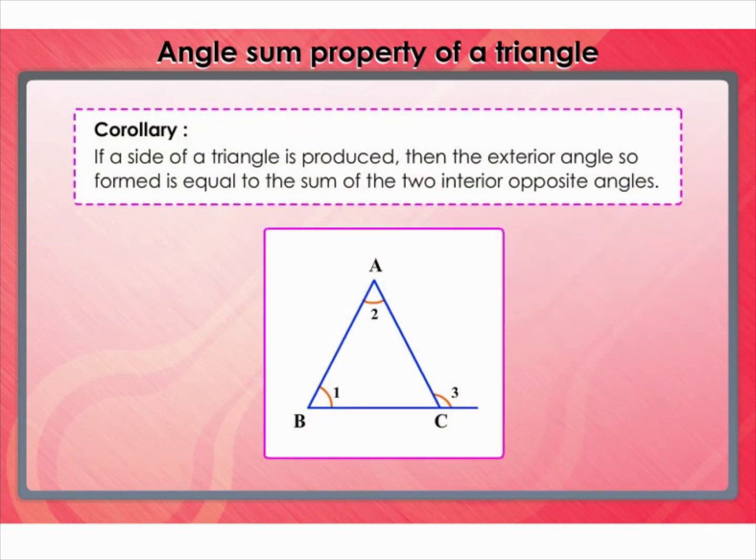A corollary follows this theorem. If a side of a triangle is produced, then the exterior angle so formed is equal to the sum of the two interior opposite angles.